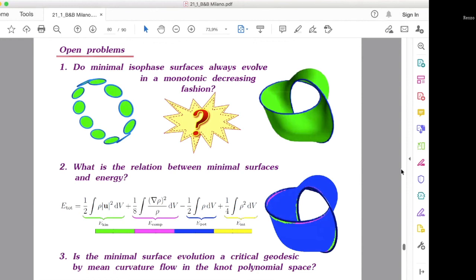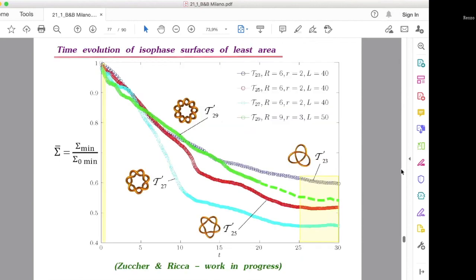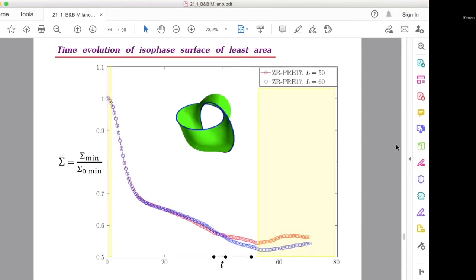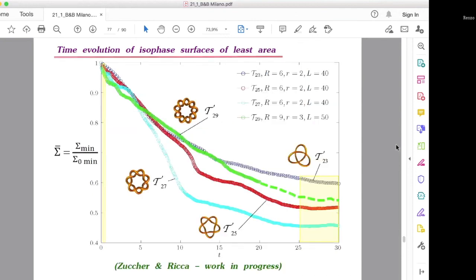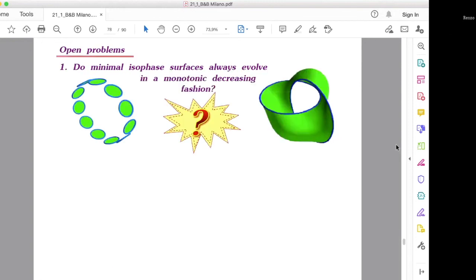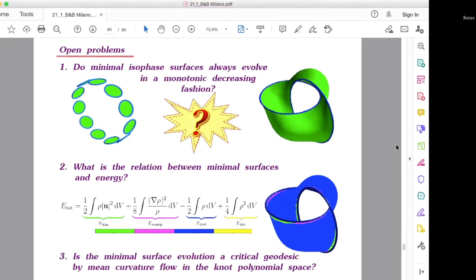Because remember, we saw the same thing happening for several knot types, and we know that this is also true for the Hopf link. So we know that if we allow one reconnection at a time, we know from the work we did with Shin and with Xin-Fei Li that in the knot polynomial space, we have geodesics governing this topological cascade. So I wonder if the minimal surface evolution is a critical geodesic among the many by mean curvature flow. So I stop here and I thank you very much for your attention.